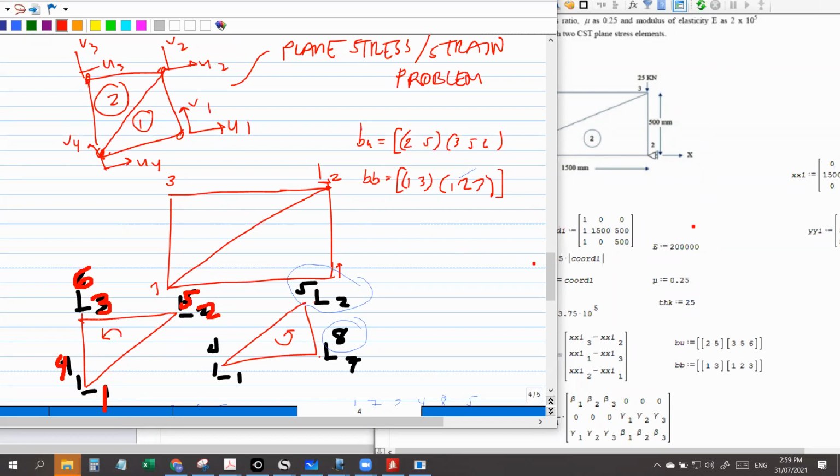Naalala nyo yung derivation ng B matrix kanina? Sinetap muna natin lahat ng U matrix. U1, U2, U3, V1, V2, V3. So, hindi U1, V1, U2, V2, hindi ganon. So, dapat consistent. Okay. So, na-establish ko na 1, 4, 2, 5, 3, 6.